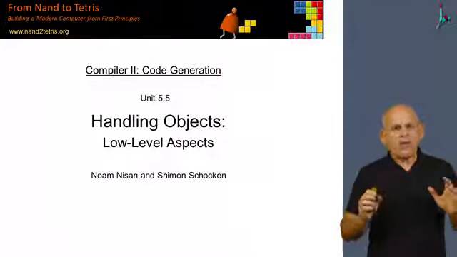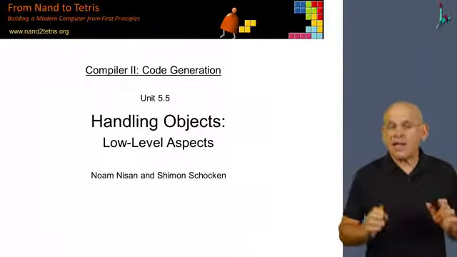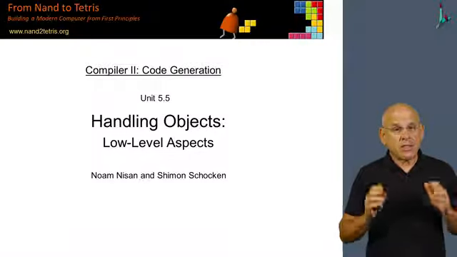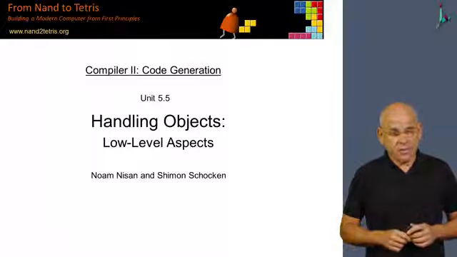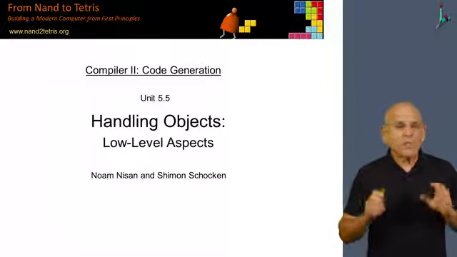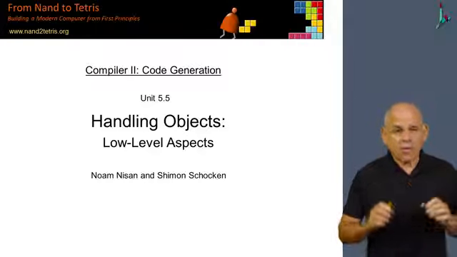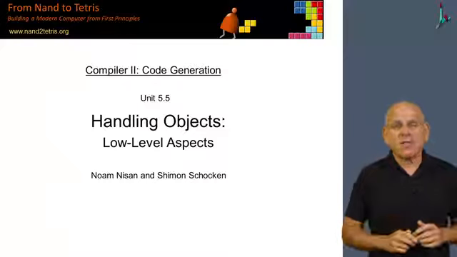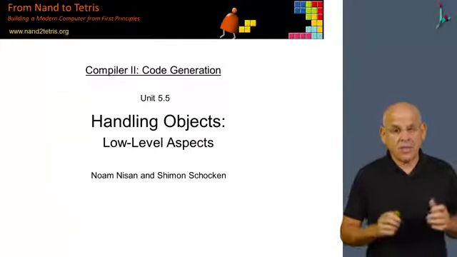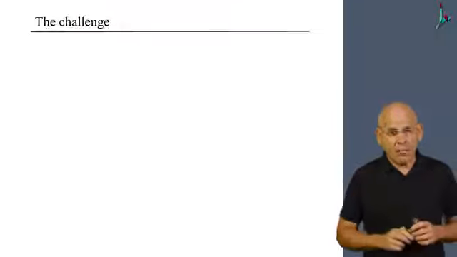So we now begin a sequence of 3 units that discuss how the compiler generates code that is designed to handle objects. Now, before we start to talk about this code proper, I would like to make a few comments about some low-level aspects of data handling using VM commands. And to begin with, let's look at the big picture.